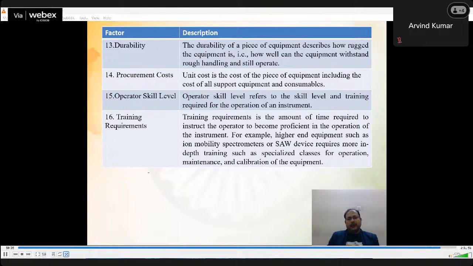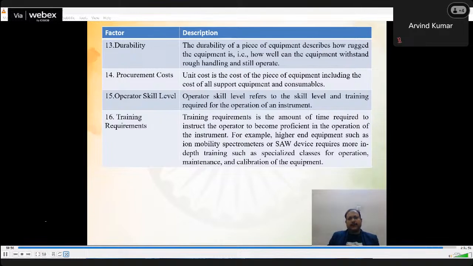Thirteen is the next factor, durability. The durability of a piece of equipment describes how rugged the equipment is, that is, how well the equipment can withstand handling by an operator. You never know the incident condition. It could be a war phase, it could be a peacetime phase, it could be a number of things. So it should be durable in any condition. It should work.